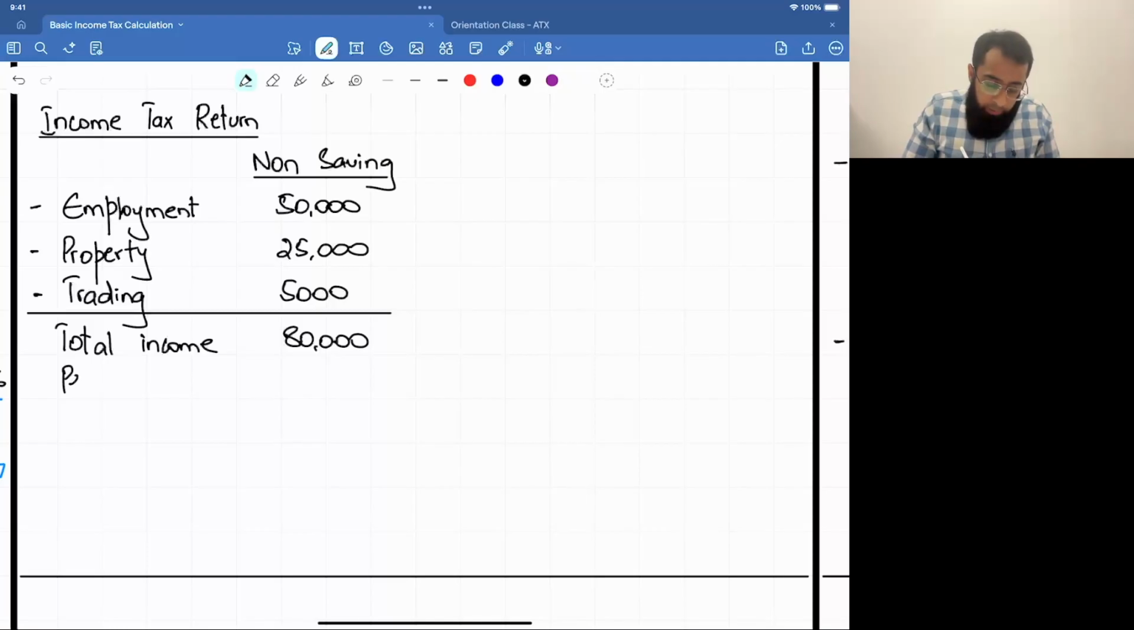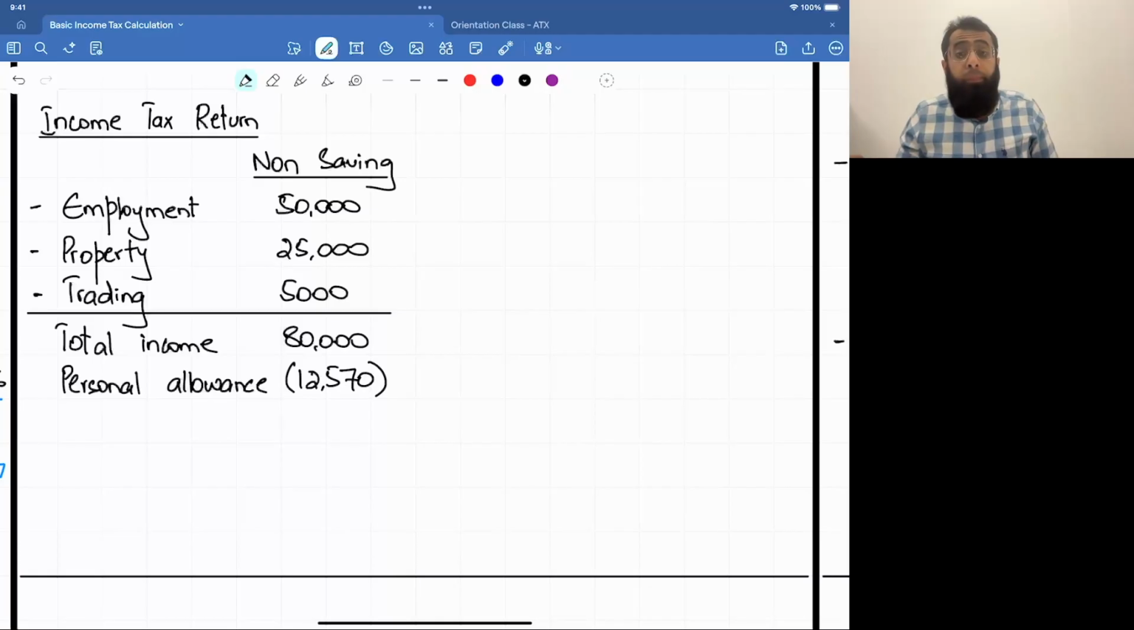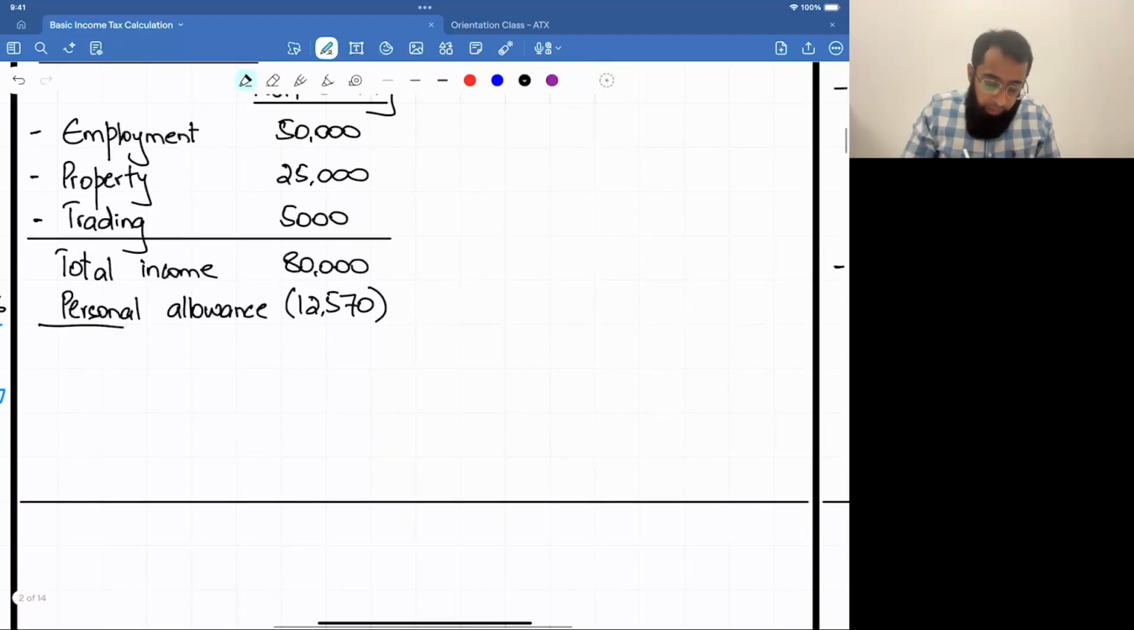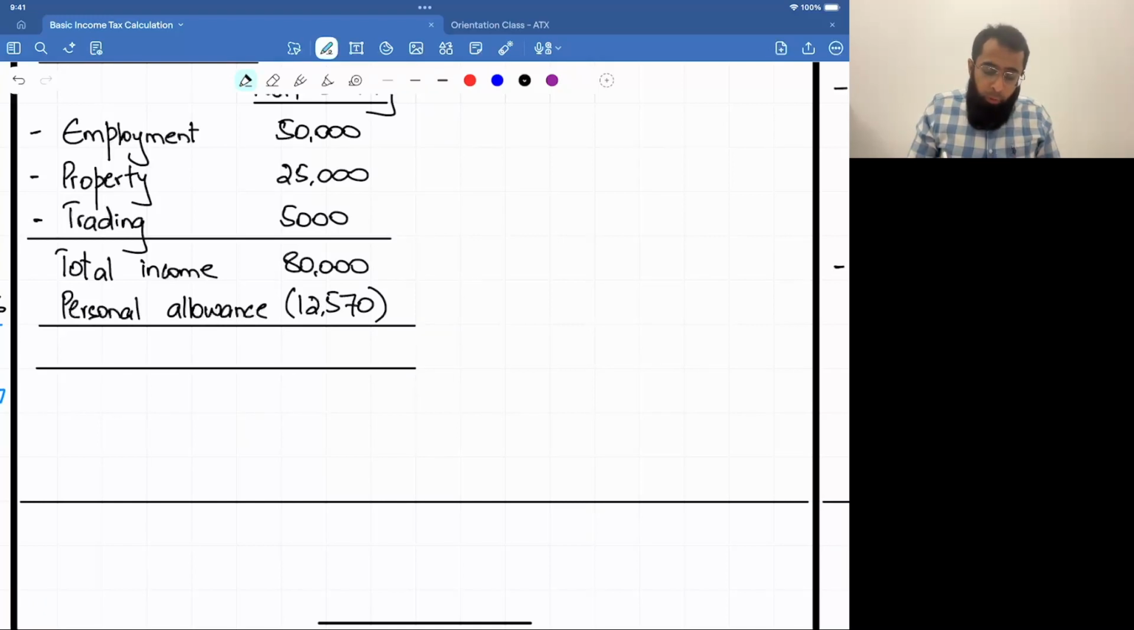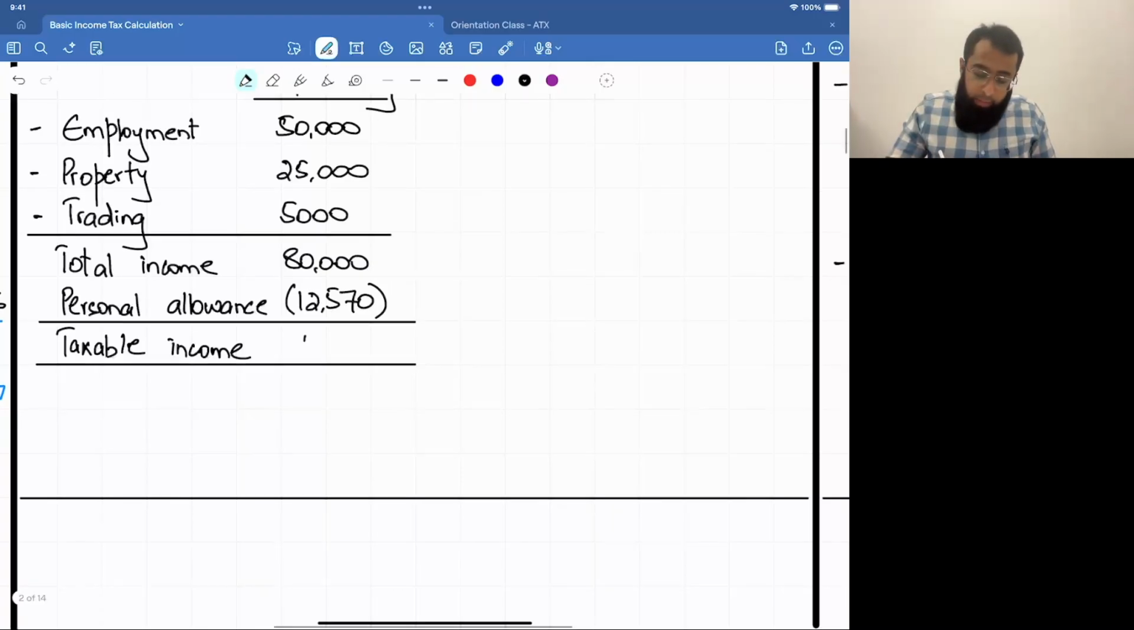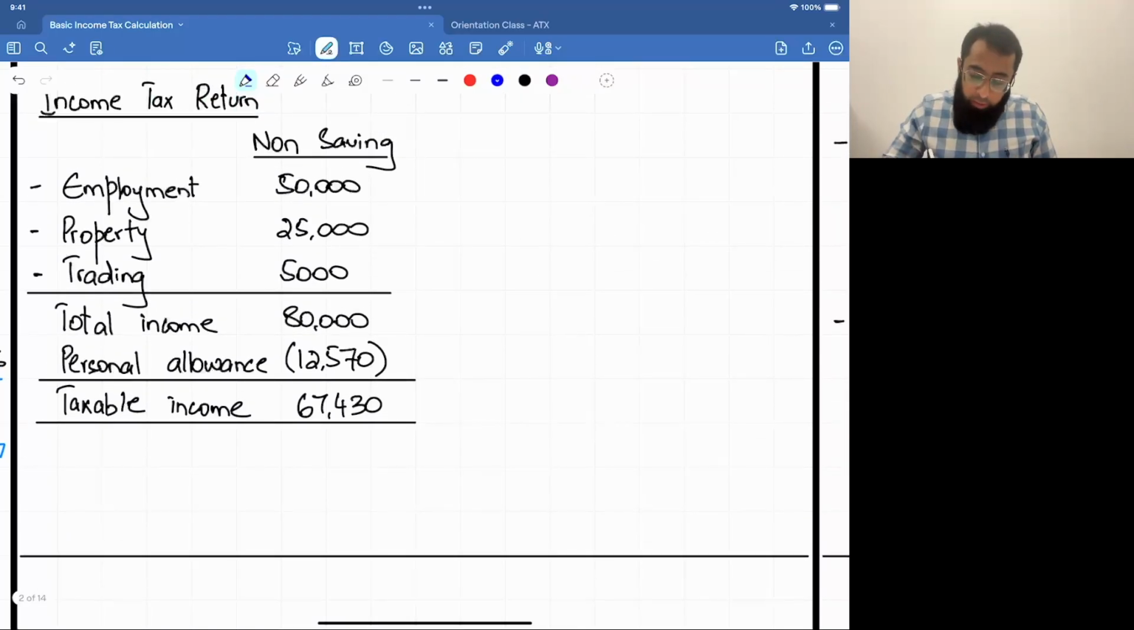You deduct your personal allowance. This personal allowance is 12,570. That gives you the value of taxable income. You add the incomes, you arrive at the total income, you deduct personal allowance. That's a fixed value given by the tax department. You arrive at the value of taxable income. I don't see anything difficult in it. It's 67,430. You will charge tax on it.